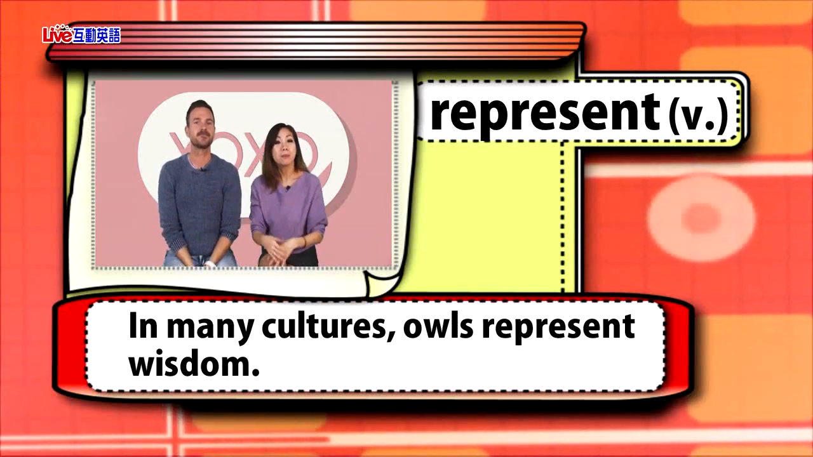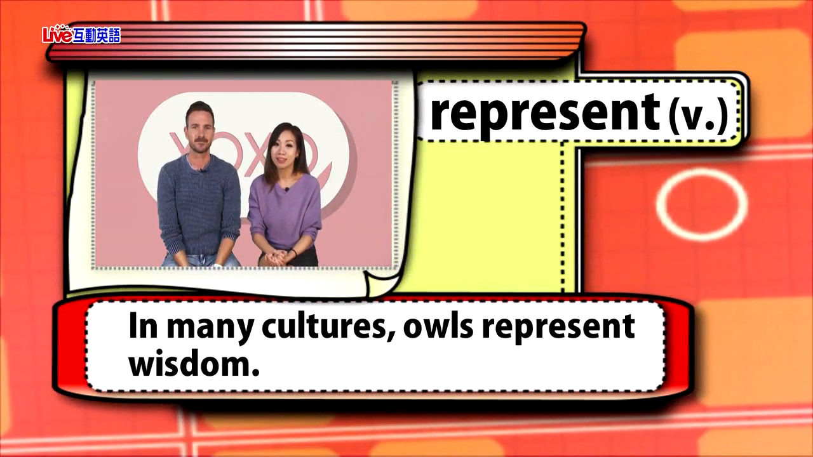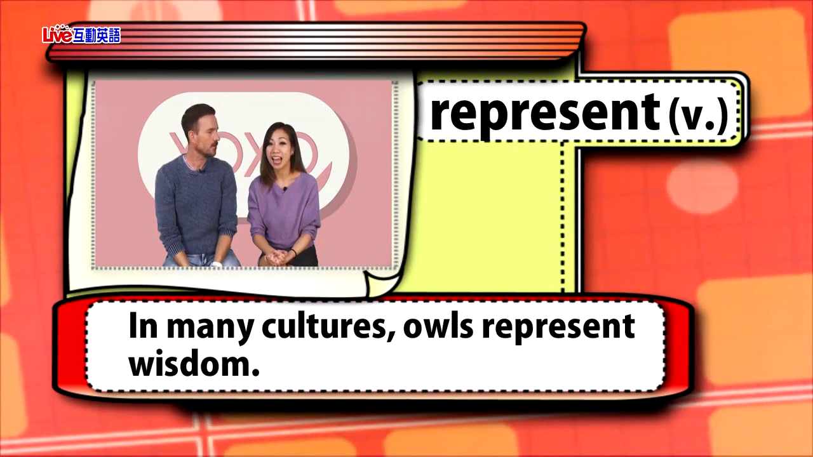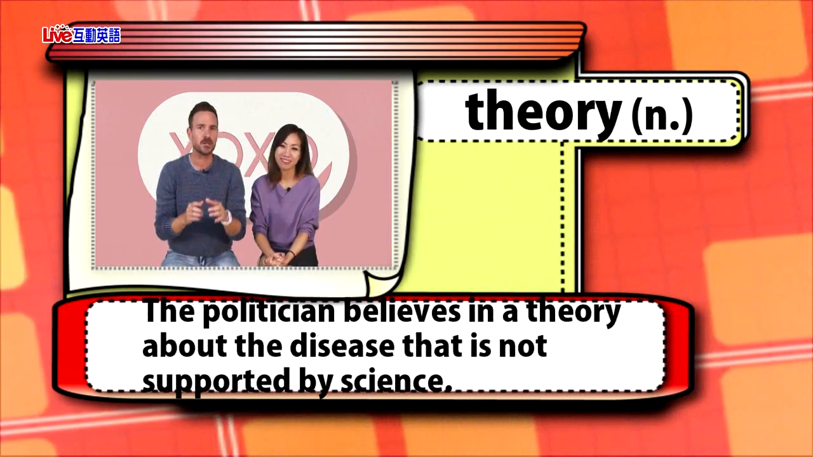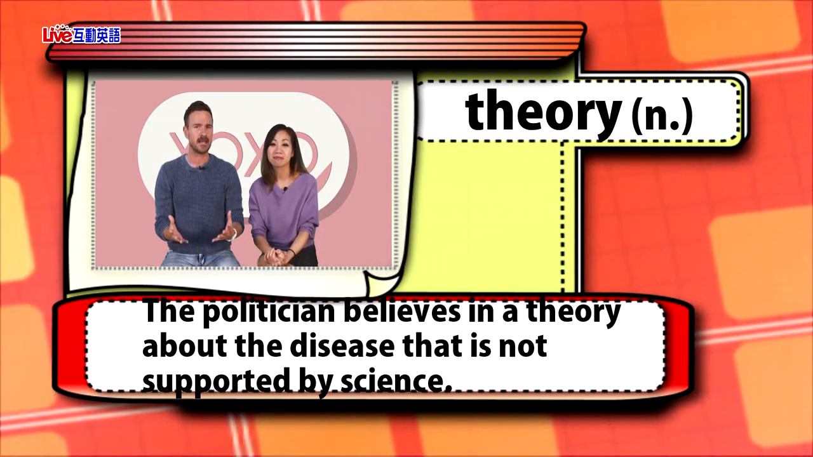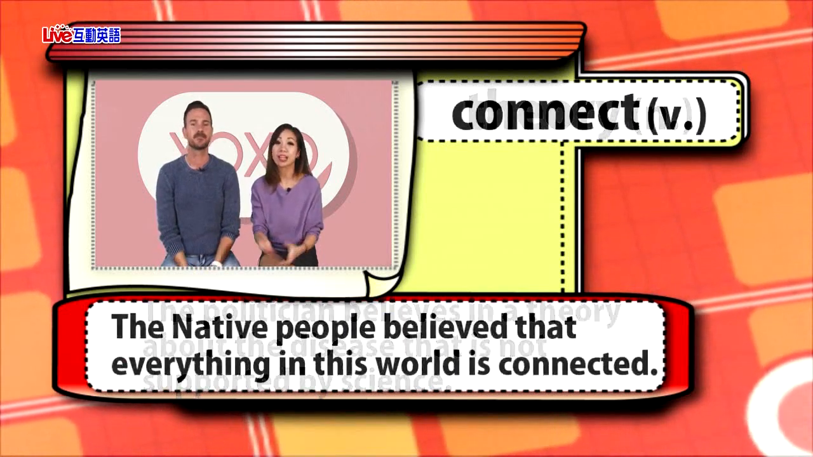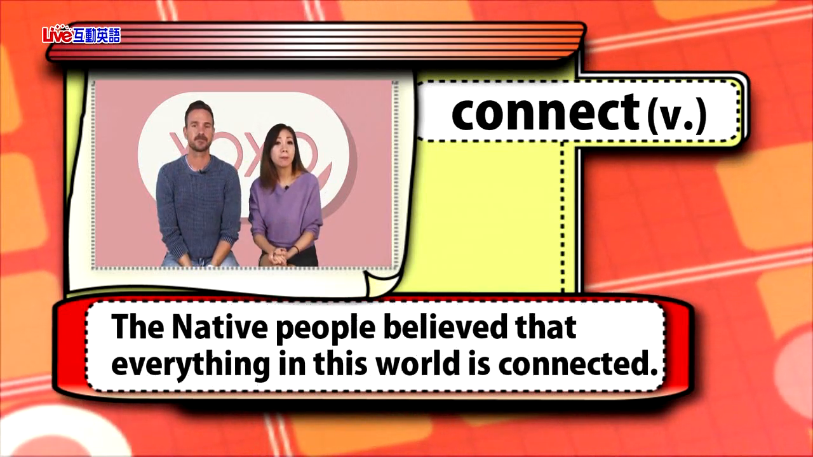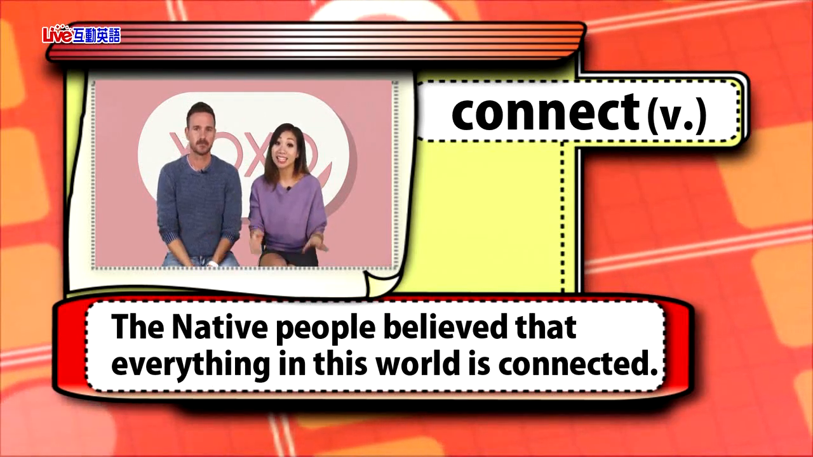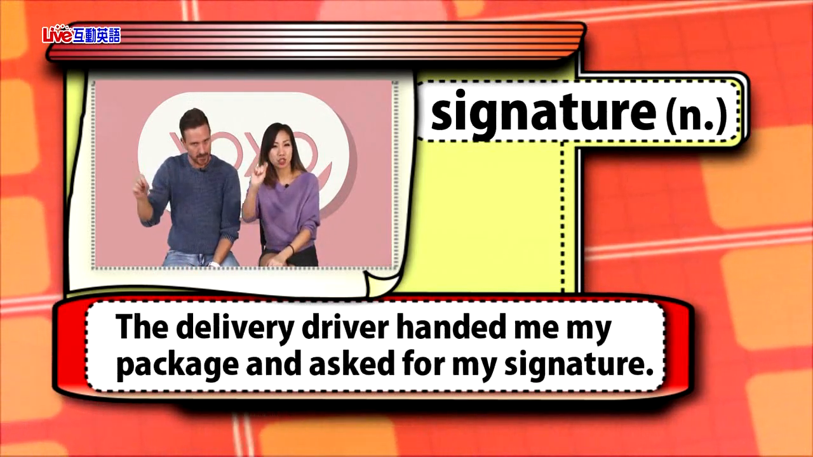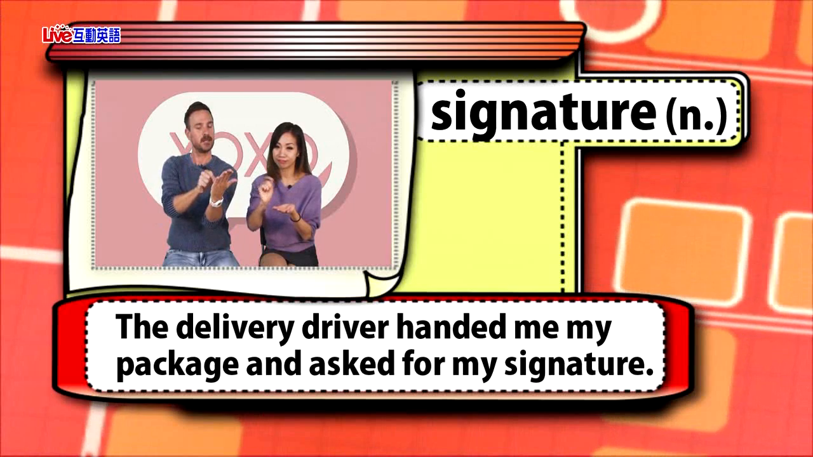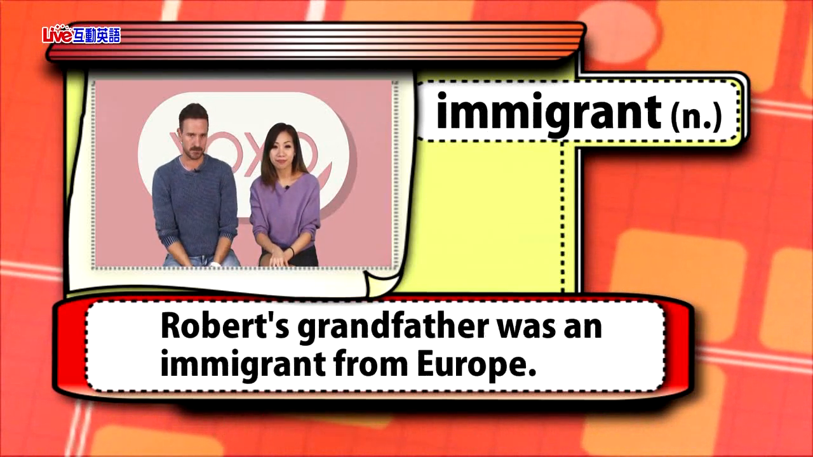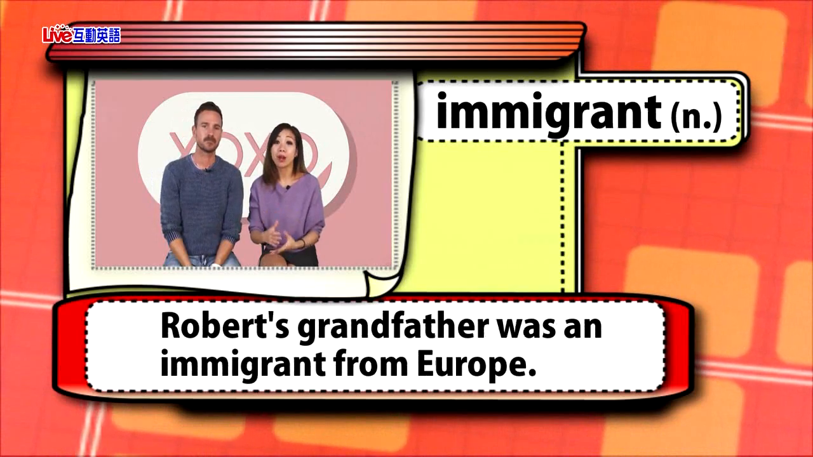The vocabulary words are represent. In many cultures, owls represent wisdom. Theory. The politician believes in a theory about the disease that is not supported by science. Connect. The native people believed that everything in this world is connected. Signature. The delivery driver handed me my package and asked for my signature. Immigrant. Robert's grandfather was an immigrant from Europe.